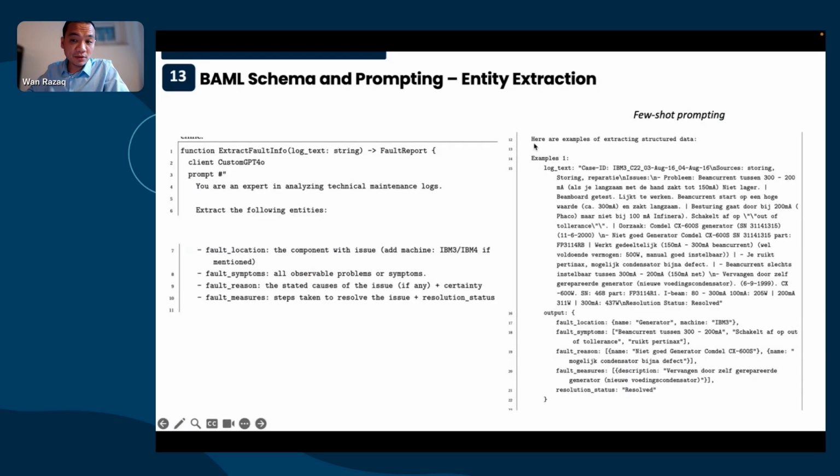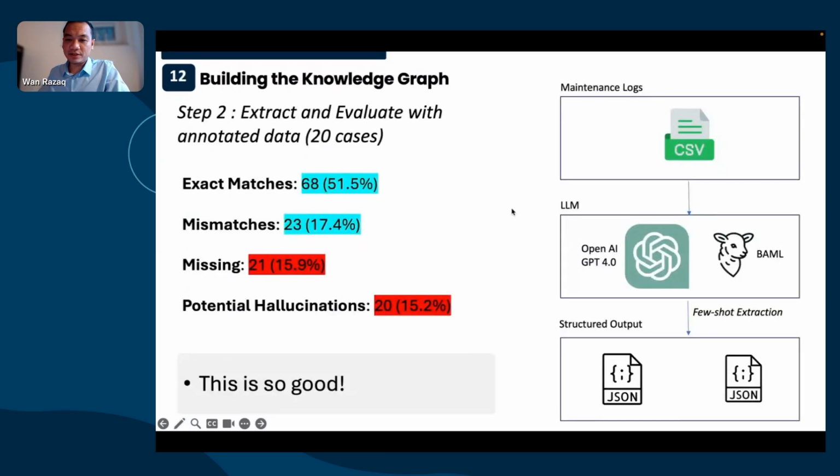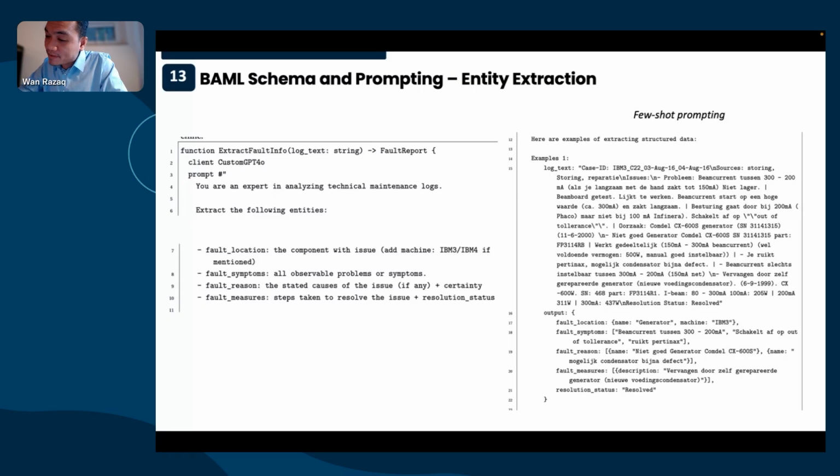So this is an example of the schema. I forgot to explain: I extract the entities using OpenAI GPT-4 together with a framework called BAML, with the hope that the final extraction is really structured, really clear, and also follows the ontology that we defined before. So what were the BAML schema and prompting that I'm using for entity extraction? As you can see, these are the examples.